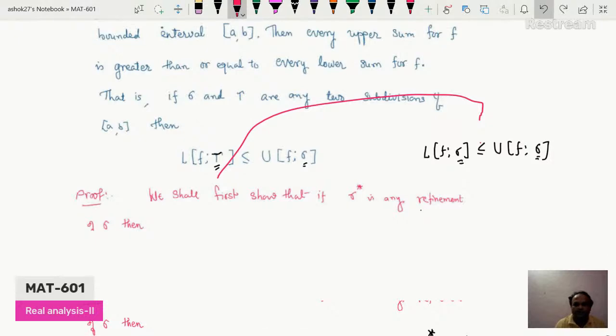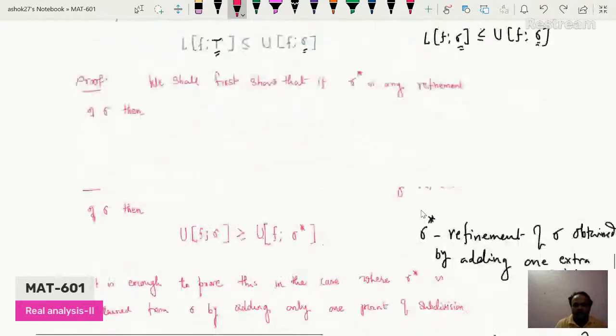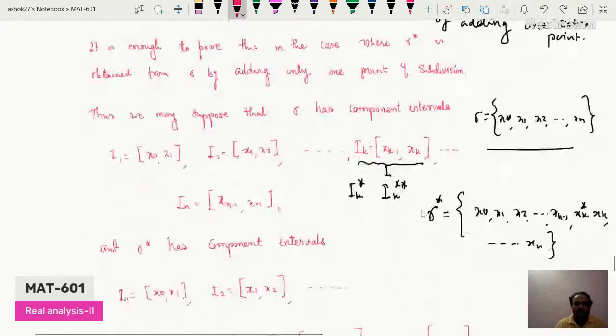lower sum of f with respect to subdivision tau is always less than or equal to upper sum of f with respect to subdivision sigma. So tau and sigma are any two subdivisions. These are general subdivisions, and whatever your subdivision, lower sum is always less than or equal to upper sum. So that was the statement of that lemma, and we proved it.